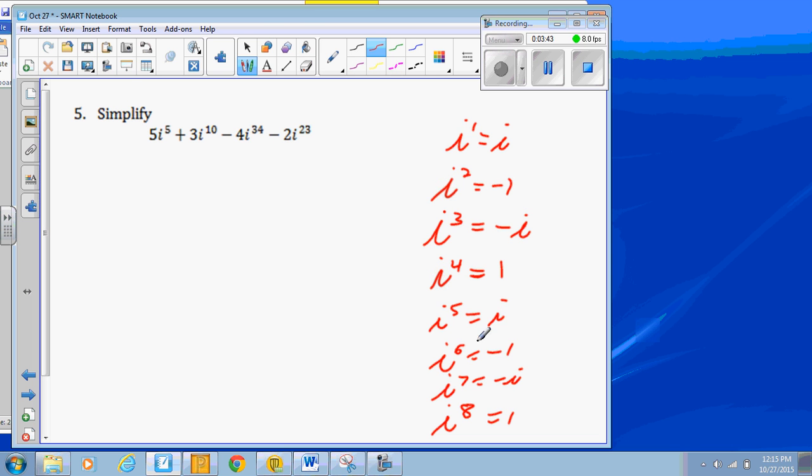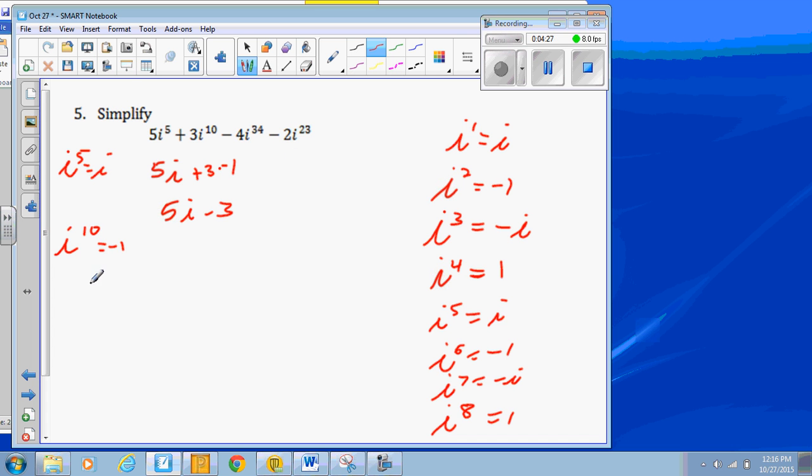So using that thinking pattern, if I say i to the fifth, I think of i to the fourth is closer, one more makes it i. So i to the fifth equals i. So the first thing becomes 5i. Now I have an i to the 10th. I can keep writing it out if I want, or I can say i to the 8th is 1, and I have to go 2 more to get to 10. That makes it the same as i to the second, which is negative 1. So now I'm going to have 5i plus 3 times negative 1, which is going to be 5i minus 3.